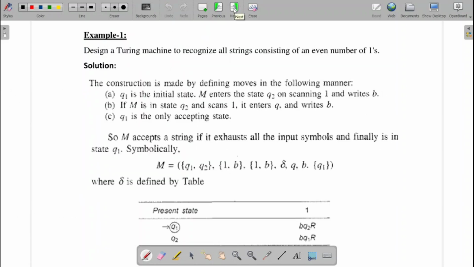Let us take the first example now. In this example, I need to design a Turing machine that recognizes all the strings consisting of an even number of ones. For us, the input is ones and the blank space. I need to have an even number of ones. If we go for designing a finite state machine for this, if you remember, zero number of ones is also an accepting one. So the start state itself will be my final state.